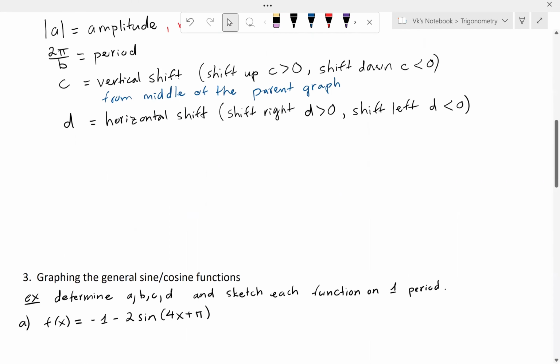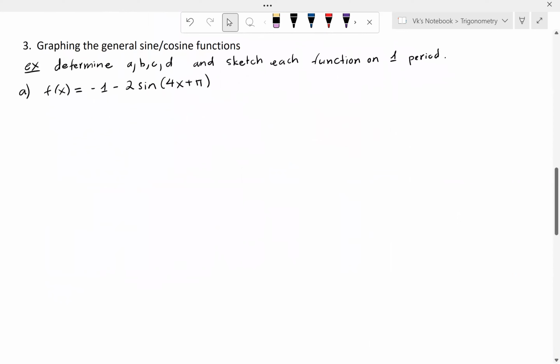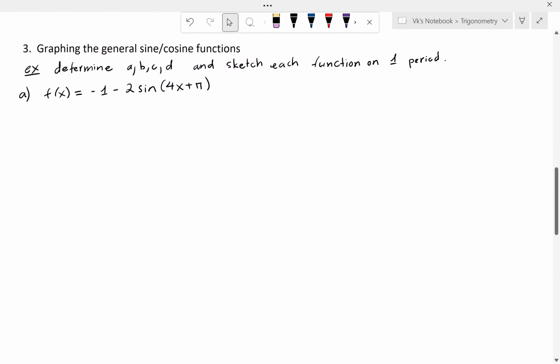Let's take a look at how we sketch a few. Number 3, graph the general sine cosine functions. Example, determine a, b, c, d and sketch each function on one period. In A, we have f(x) = -1 - 2 sin(4x + pi). We need to get it into the general form.